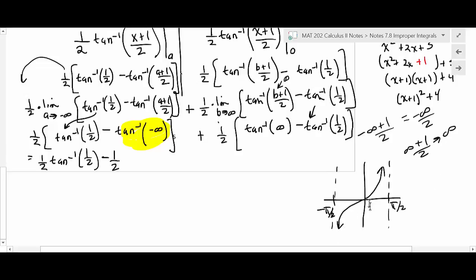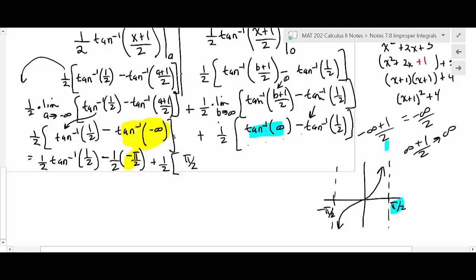So what would be the value when the function's negative infinity? What are you getting close to? Negative pi over 2, right? So this thing right here is going to be negative pi over 2. We saw that in the previous example. That takes care of that piece right there. Now we just move over to this right side, so we're going to have 1/2. If the inverse tangent is infinitely big, if the function's infinitely big, where are you? Pi over 2. So that thing right there becomes pi over 2.